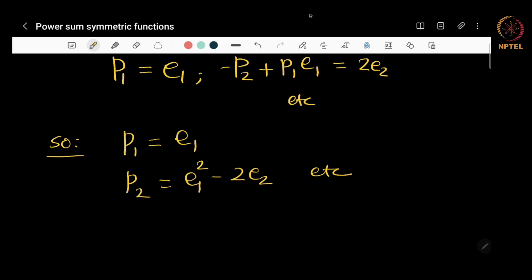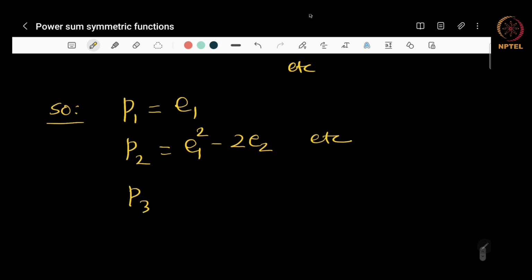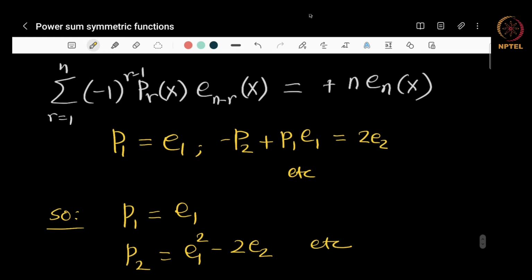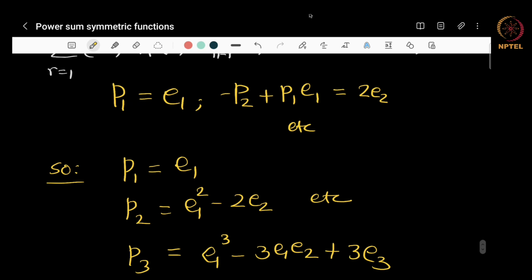Okay, so I can compute the P's in terms of the E's. Let's just say what the next one looks like. It's E1 cubed minus 3 E1 E2 plus 3 E3. Now, not just this, like we did earlier with the E's and the H's, you can also invert the relationship. In other words, given this equation star, I can use it to write the E's in terms of the P's also recursively. Okay, so let's do that. From this equation, we'll write E1 is actually P1.